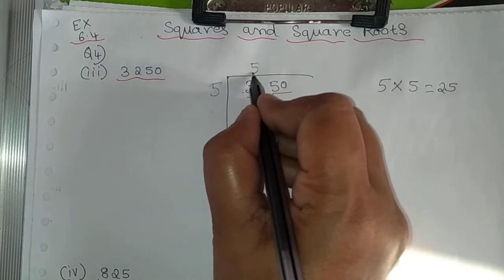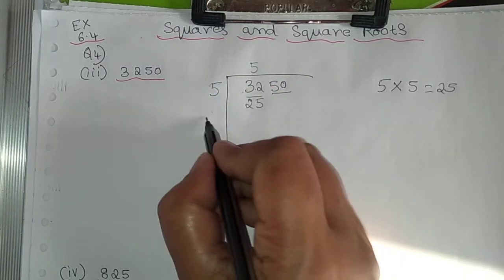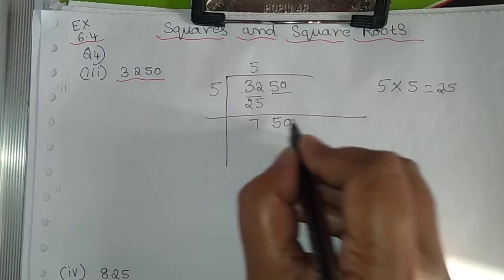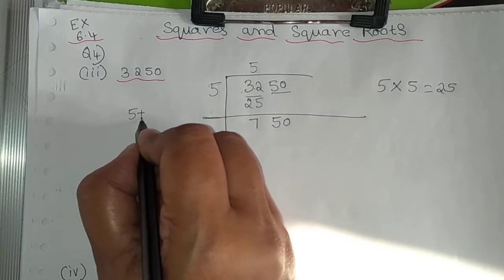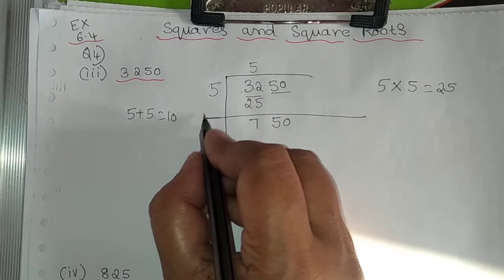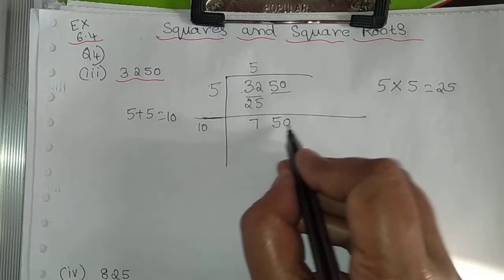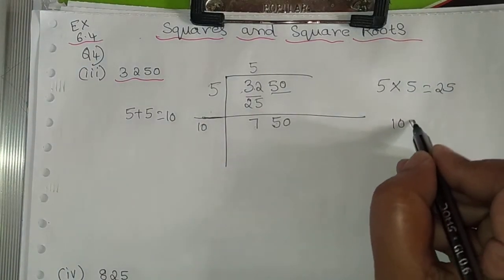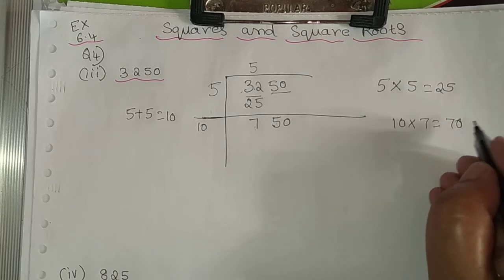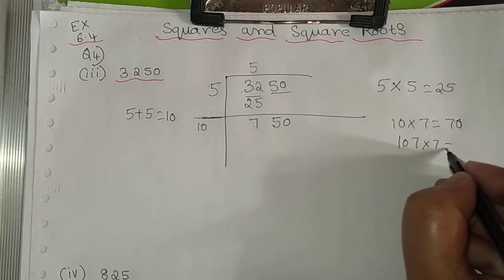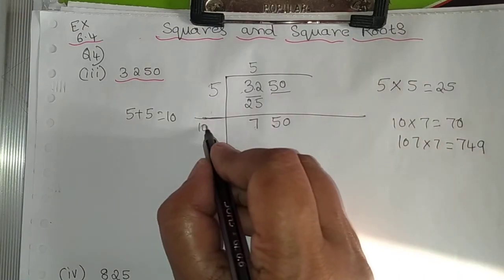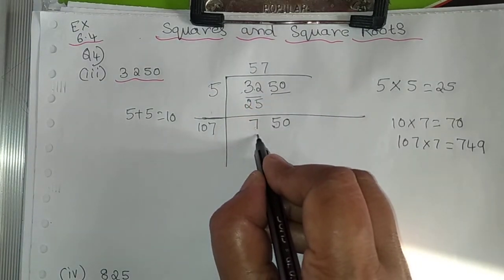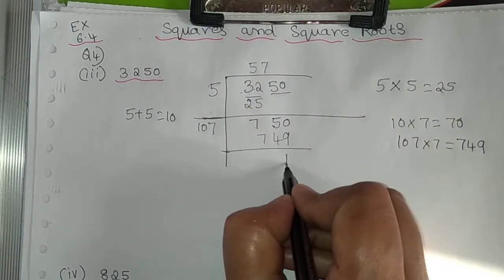Write 5 here. 32 minus 25 will become 7. Then bring down 50. Then add 5 plus 5, same as we did in the previous problem to find the square root. Write down 10 here. Next, find the nearest number to 75. That is 10 into 7 is equal to 70. Therefore 107 into 7 is equal to 749. Write 7 here, then 749, minus this we get 1.